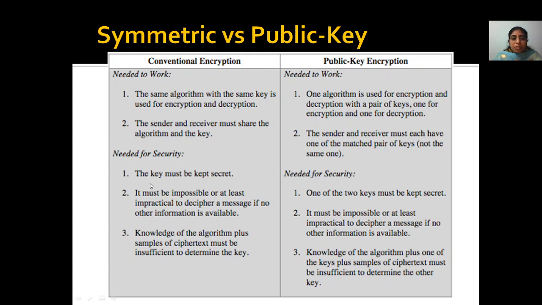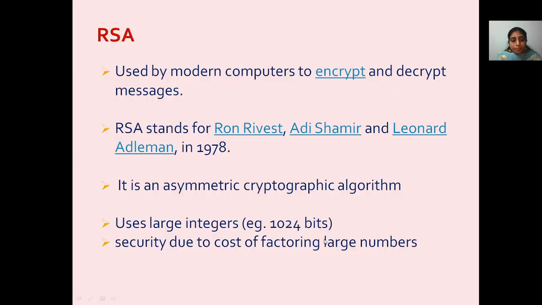For security in the symmetric key, the key should be kept secret, and it must be impossible or at least impractical to decipher the message if no other information is available. Knowledge of the algorithm plus samples of the ciphertext must be insufficient to determine the key. In the public key, one of the two keys must be kept secret, and it must be impossible or at least impractical to decipher that particular message. Knowledge of the algorithm plus one of the keys plus samples of the ciphertext must be insufficient. Thank you.